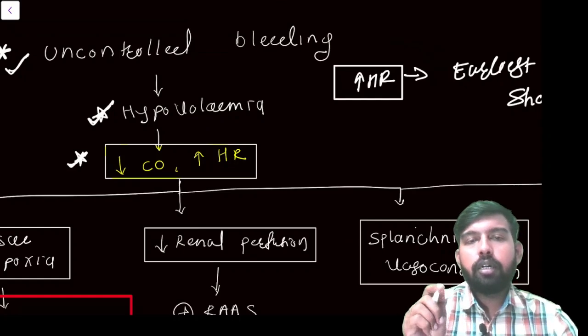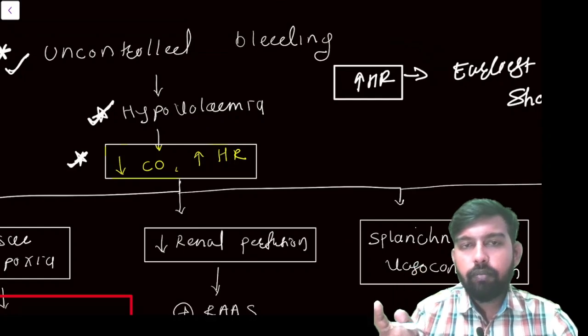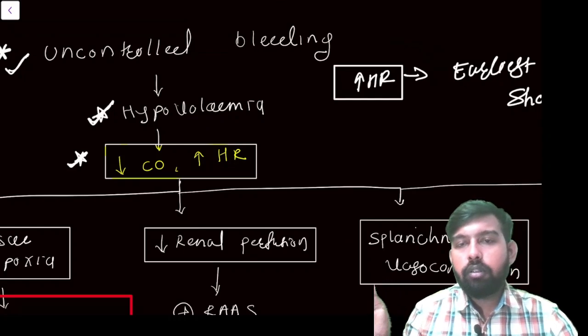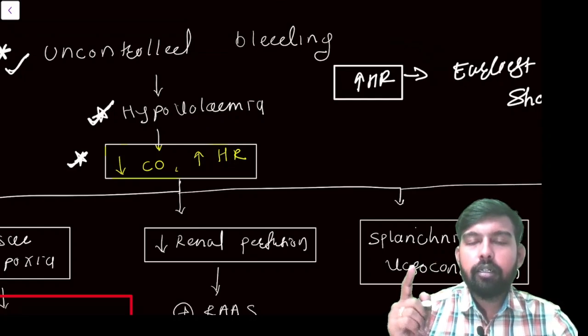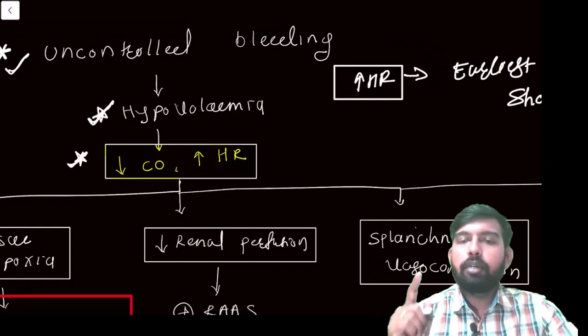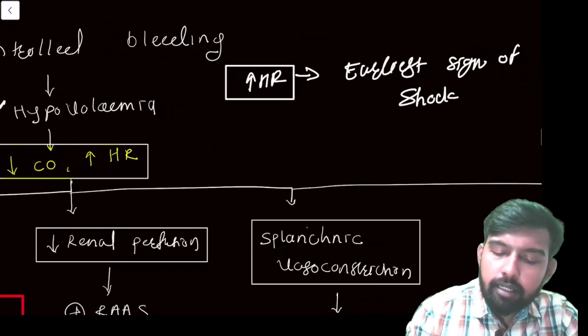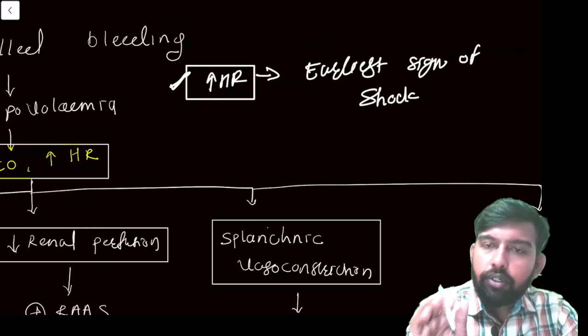Because of the hypovolemia, there is a sympathetic stimulation which causes effects on the cardiac system and on the peripheral vascular system. On the cardiac system, it causes increased heart rate, and on the peripheral vascular system, it causes vasoconstriction. So increase in the heart rate, that is tachycardia, is the earliest sign of shock.